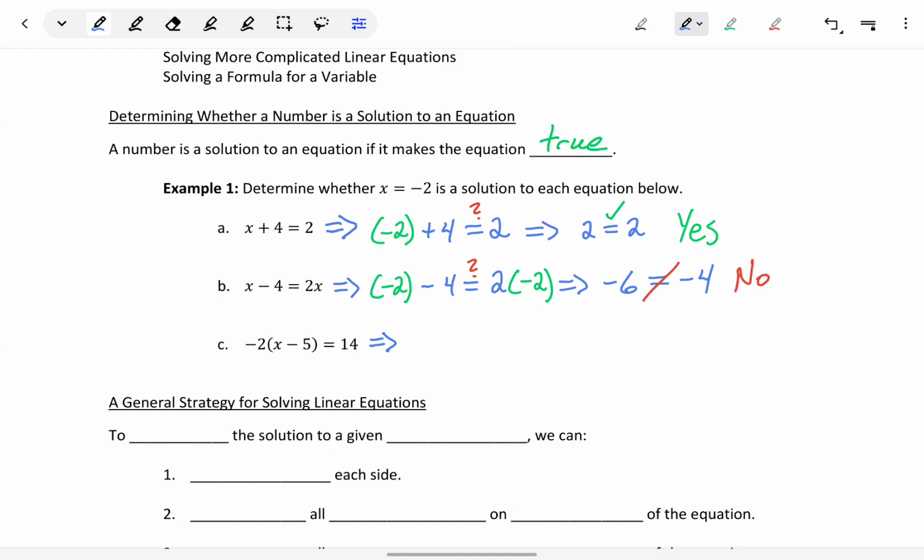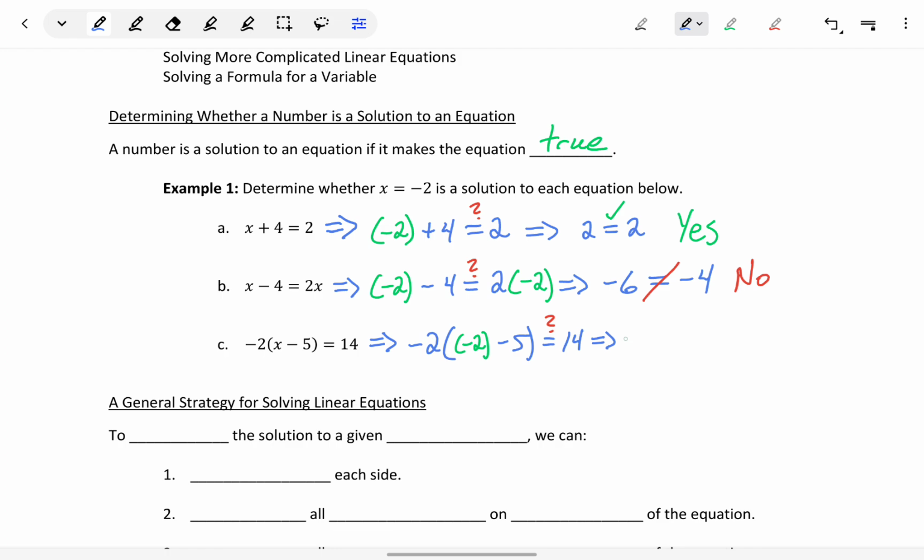We'll look at one last example of this where we substitute in this value. In this case, it's inside a set of parentheses. We have -2 times the quantity x minus 5. So we'll substitute in our value of -2 minus 5 equals 14. And we'll add that question mark again since we're testing to see if this makes both sides of the statement equal.